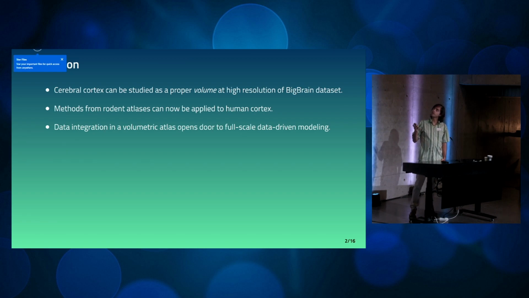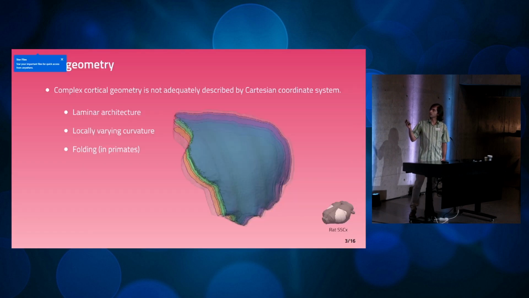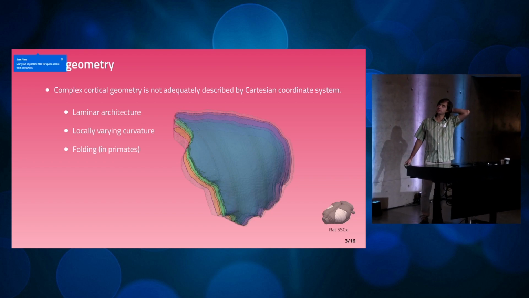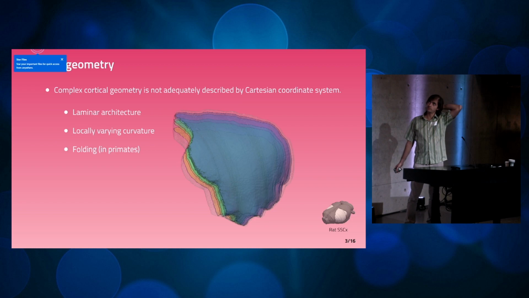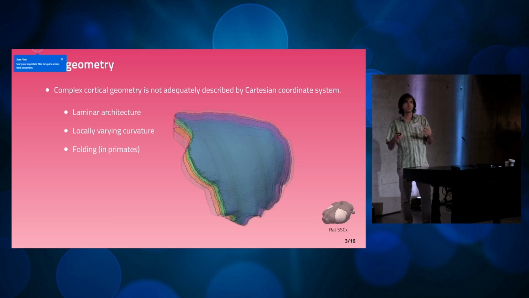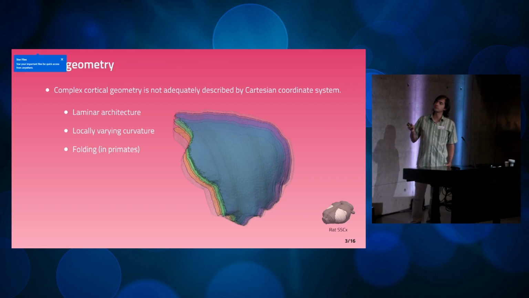So I'm going to first show things in terms of the rat sensory cortex that I've worked on, and then move to human. Essentially, the problem is that cortical geometry is complex, right? It's not well described by just x, y, z coordinates, because it has mainly three features, I think. First, the volume itself is not isotropic. There is a layer architecture, and so there is a preferred direction, so to speak. The symmetry is broken inside that volume, let's say.